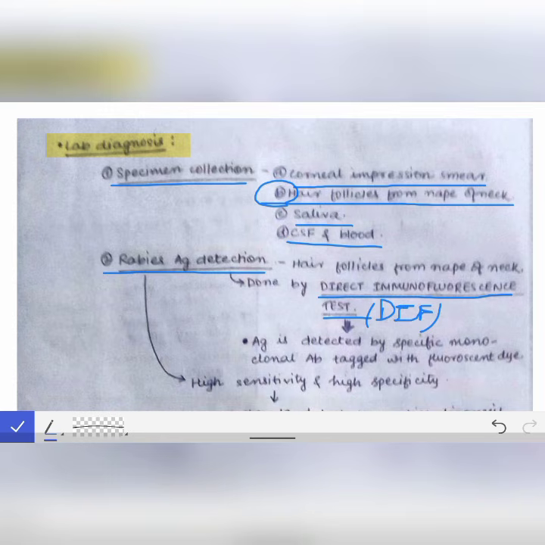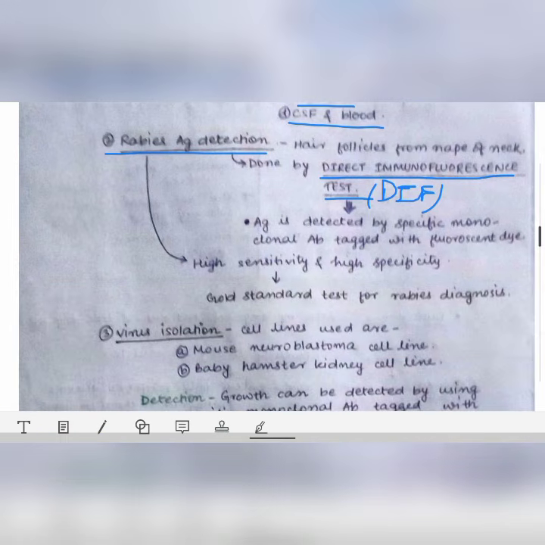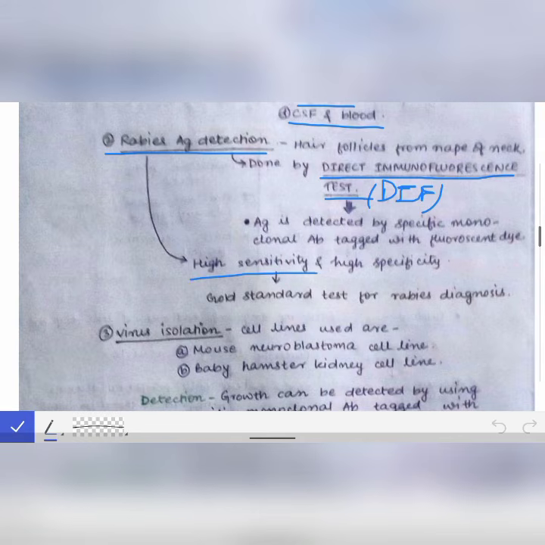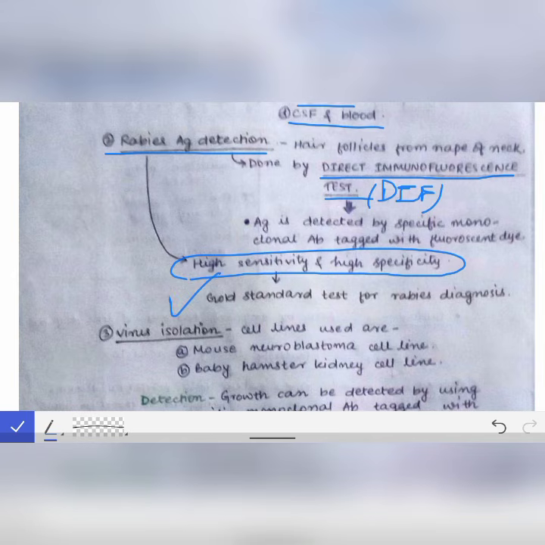And how do we detect it? We use monoclonal antibodies tagged with a fluorescent dye. When these monoclonal antibodies tagged with the fluorescent dye bind to the antigens, that leads to fluorescence, and that fluorescence is detected. As a result, the antigen is indirectly detected. This test has very high sensitivity and very high specificity as well. That's why it is also the gold standard test for rabies diagnosis.